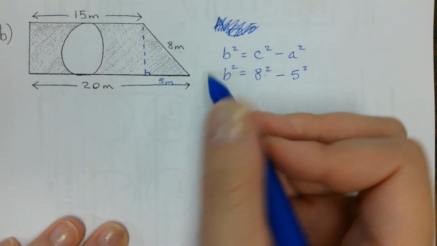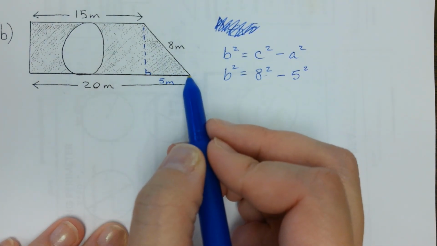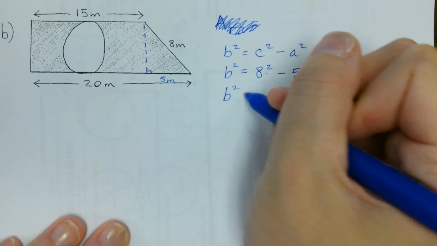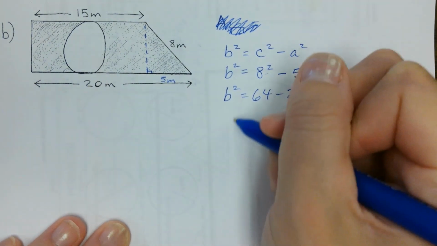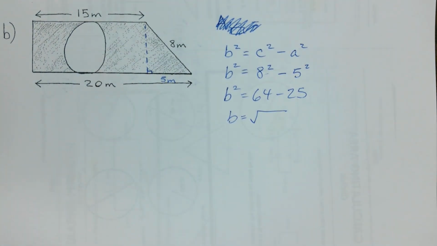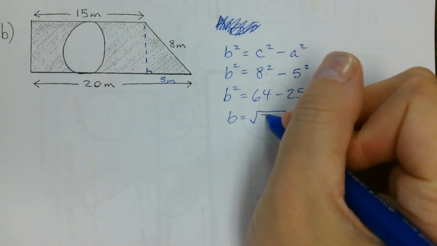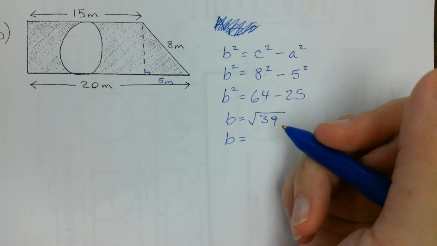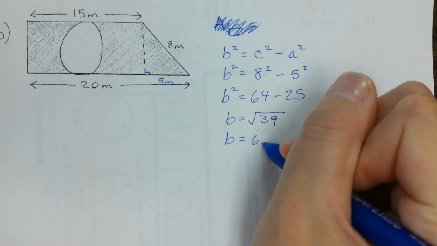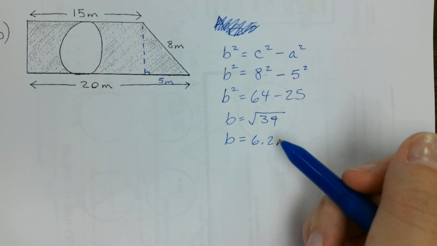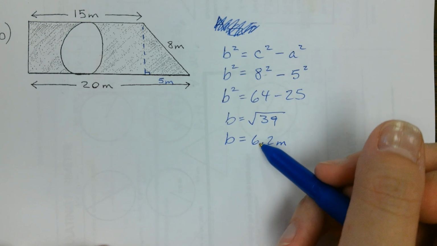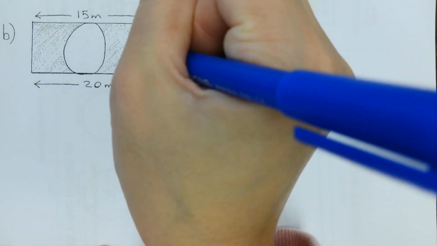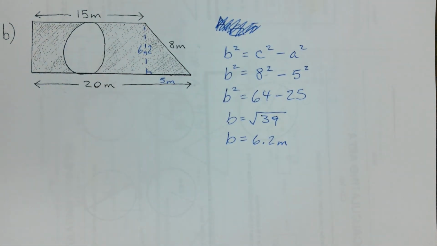Okay, so it's using the 5 only in this right angle triangle. So b squared equals 64 minus 25. So b is the square root of 39. When you square root it, you get 6.2. Don't round to the whole number. If you round it down to just 6, you'll get rounding errors in your final answer. So keep at least 1 or 2 decimal places. So this is 6.2 right here.